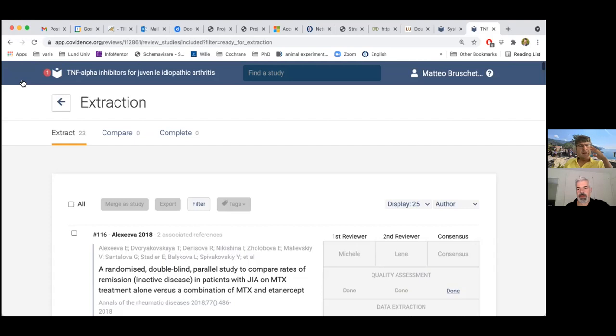Anything else we should point out? I think no, that's it about the risk of bias. Okay. So we can stop the recording now, and Lena and Ingemar are welcome to contact Matteo for further questions about it. Okay. Yeah.